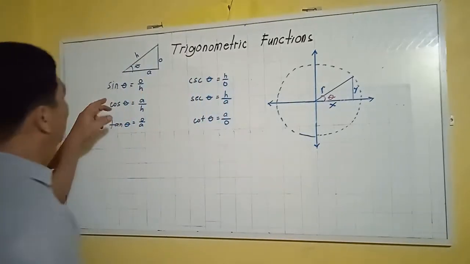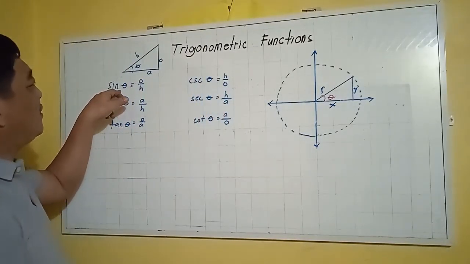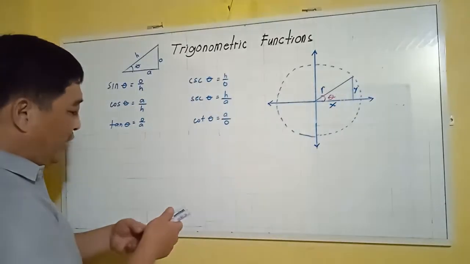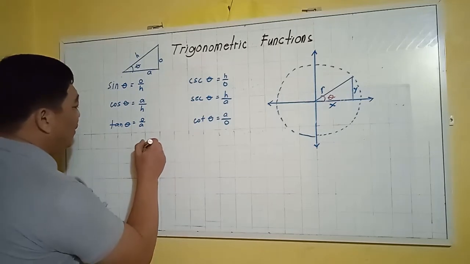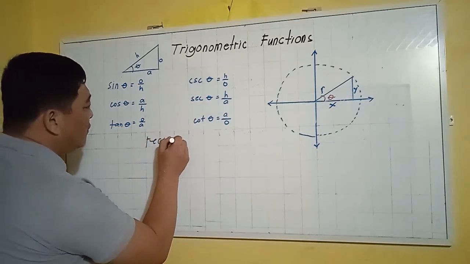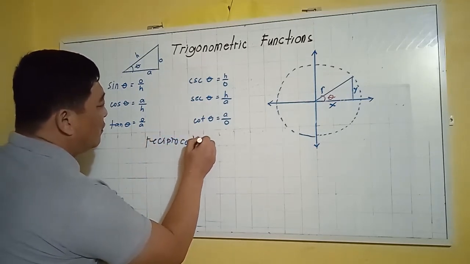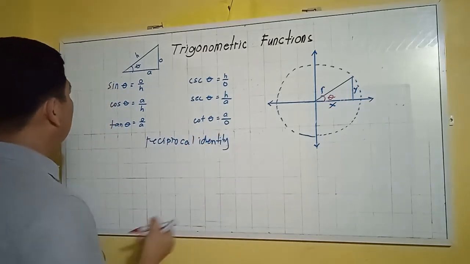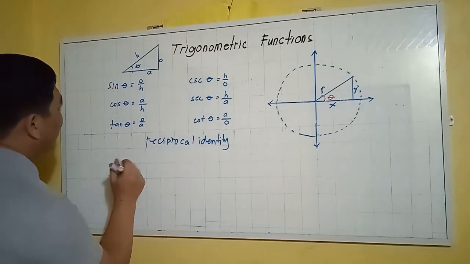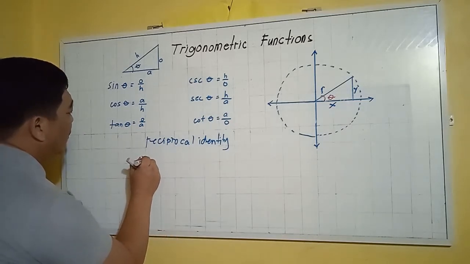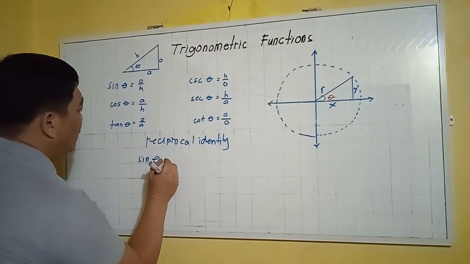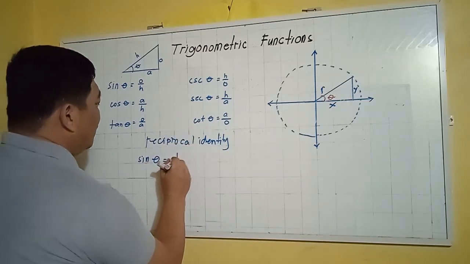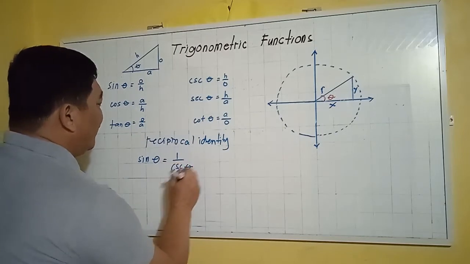Now, since we know that sine theta is the reciprocal of cosecant theta, now we can say that the reciprocal identity is sine theta is equal to 1 over cosecant theta.